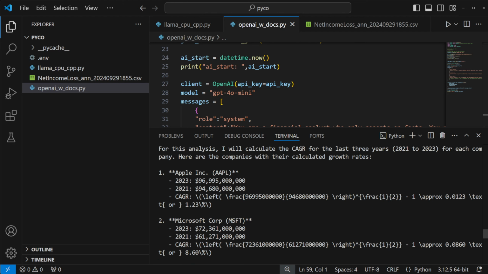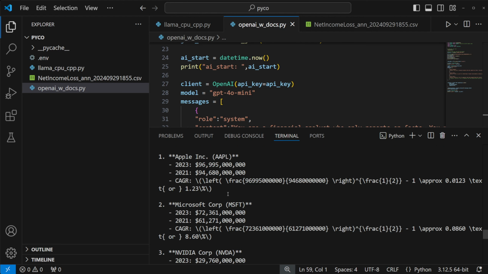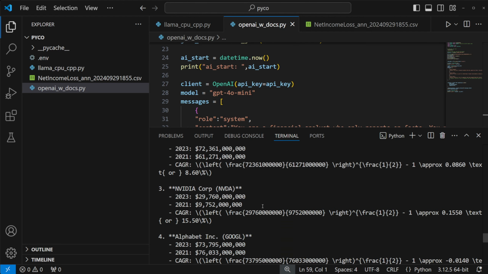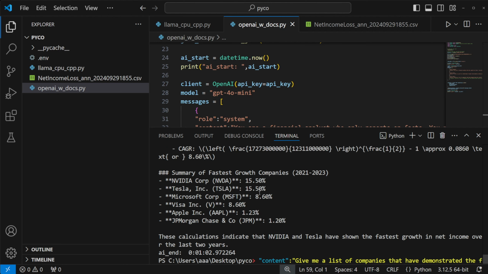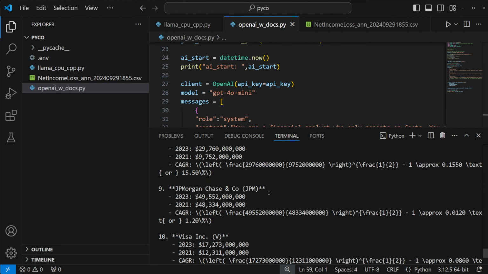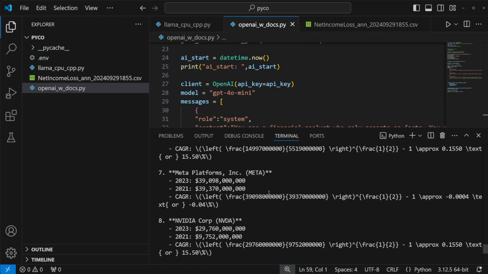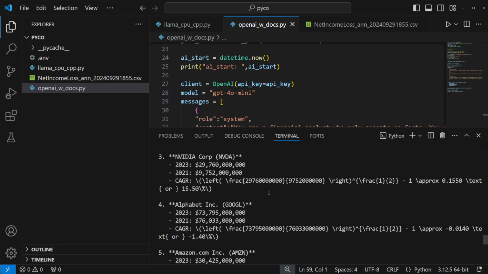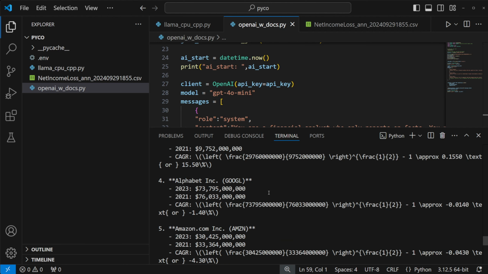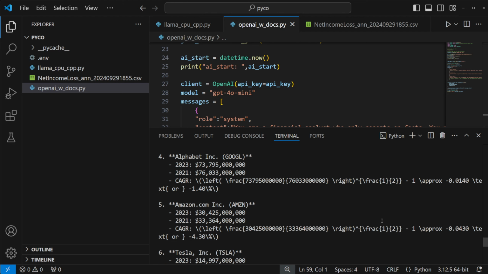Apple's been kind of stagnant, I guess, but they're still making $100 billion a year, so who cares? Microsoft has a CAGR of 8.6%, Nvidia 15.5%. Alphabet, they're reporting a slight decrease. Again, I'm not sure about these numbers, but that looks about right.